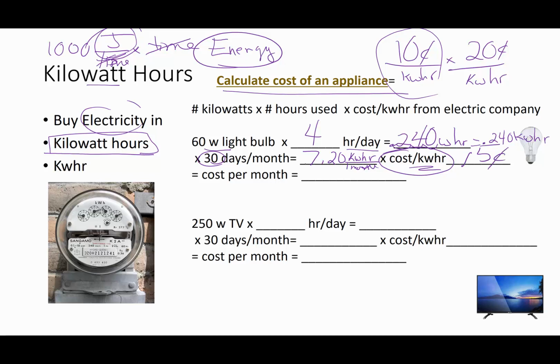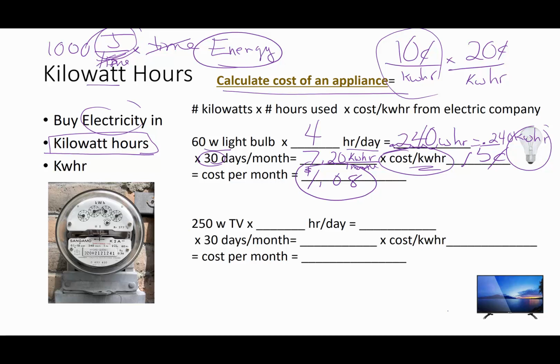So if I take 7.2 kilowatt hours times 15 cents per kilowatt hour, how much does it cost me to run this light bulb for 4 hours a day for a month? $1.08. Now you might go, that's not bad. Yeah, it's not bad. But how many light bulbs do you have? And how many do you leave on when you walk out of the room or leave the house? That's money. Let's do another one. And if you feel confident, hit pause, try it, and then come back and we'll do it together.